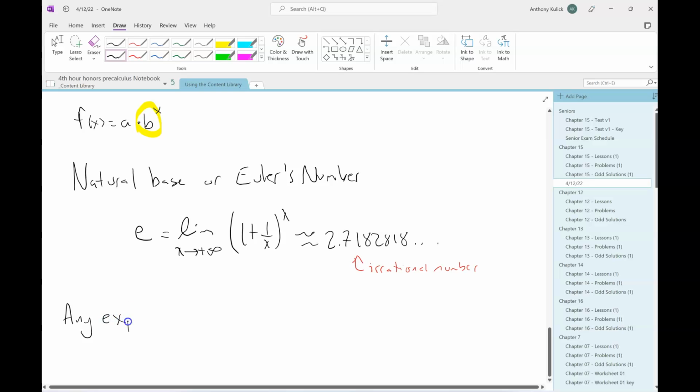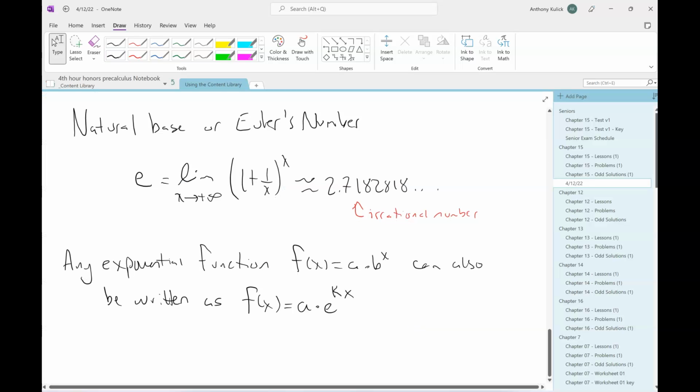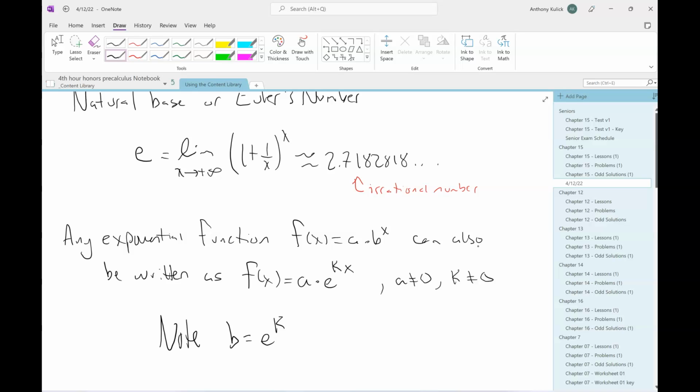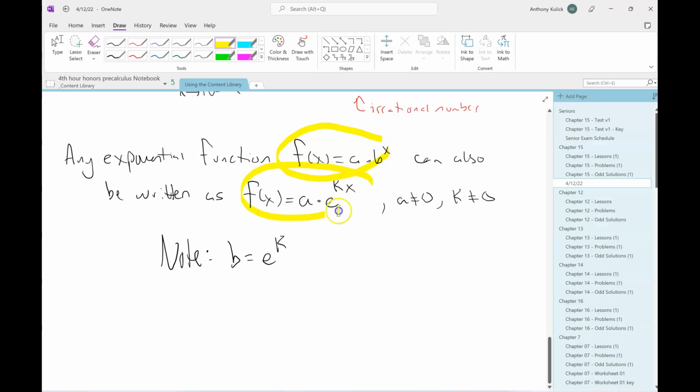Okay, so with this we can say any exponential function f of x equals a times b to the x can also be written as f of x equals a times e to the kx. Note this implies that b is equal to e to the k. And again, just like we had before, a can't be 0 and k can't be 0. So this is just an alternate way to express the same function, right?